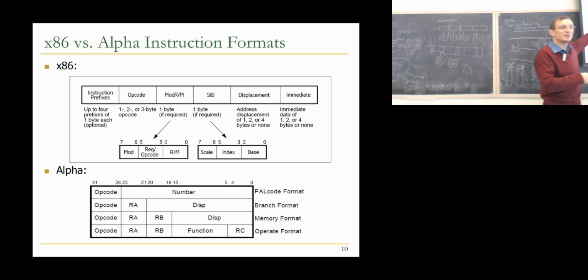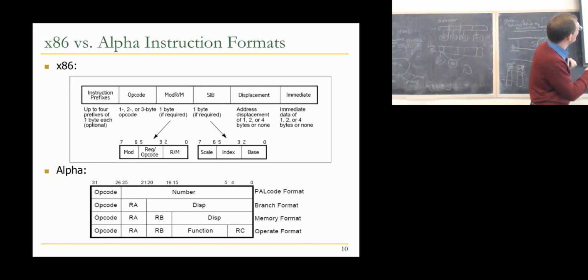Repeat is a prefix. Repeat means do this instruction until ECX becomes 0. Lock is a prefix. Do this instruction atomically. Ensure that no other instruction gets in the way. You can read the manual for more exact specification. And you can have up to 4 bytes of those.